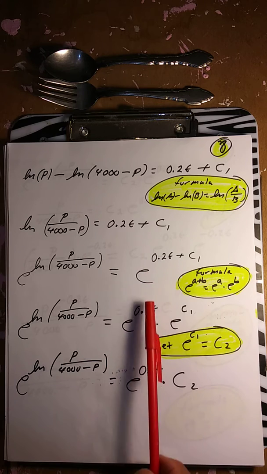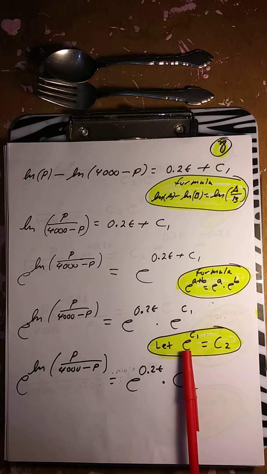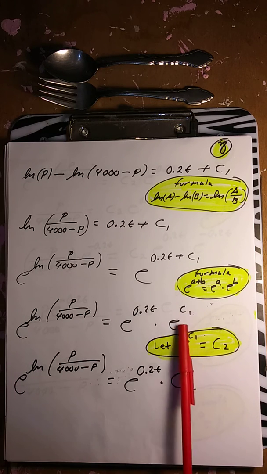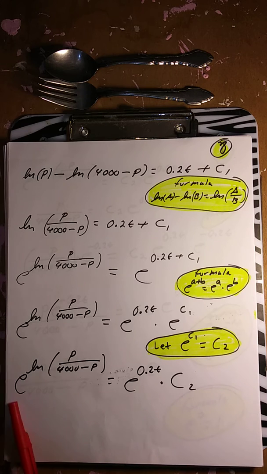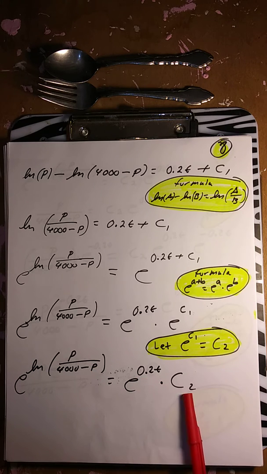So write it down as e to the 0.2t, e to the c1. Now, let e to the c1 become some other constant, c2. Let's call it c2 now, okay? So now I'm going to replace this right here with c2. So we have e to this equals e to the 0.2t times c2.